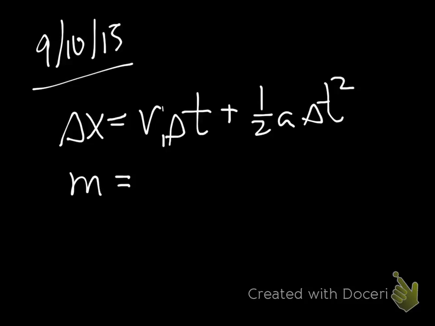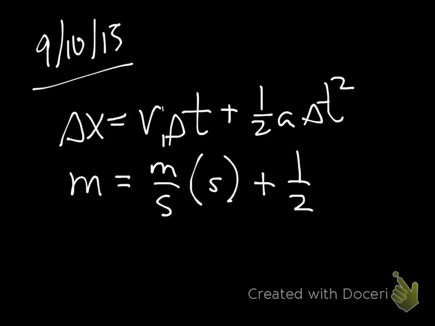What are the units for velocity? Meters per second. So we've got meters per second, and that's being multiplied by time. What are the units for time? Seconds. So then we have 1/2 a, units for acceleration are? Meters per second squared. And it's being multiplied by t squared. So the units for that are seconds, and that's squared.